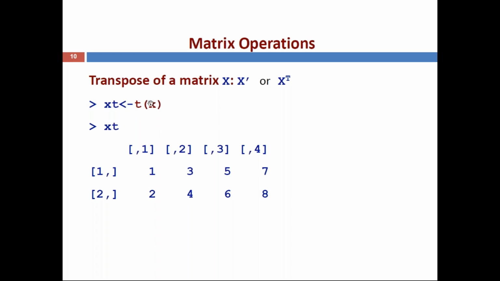You can use t, simply small t, within brackets with the name of the matrix. Then the transpose result will be stored into the name xt. Whenever you call xt, you can see this is the transpose matrix. Earlier our matrix was 4 rows, 2 columns. Now the transpose reverses it: the number of rows and columns are interchanged. Now here 2 rows, 4 columns. Like that the values are arranged.